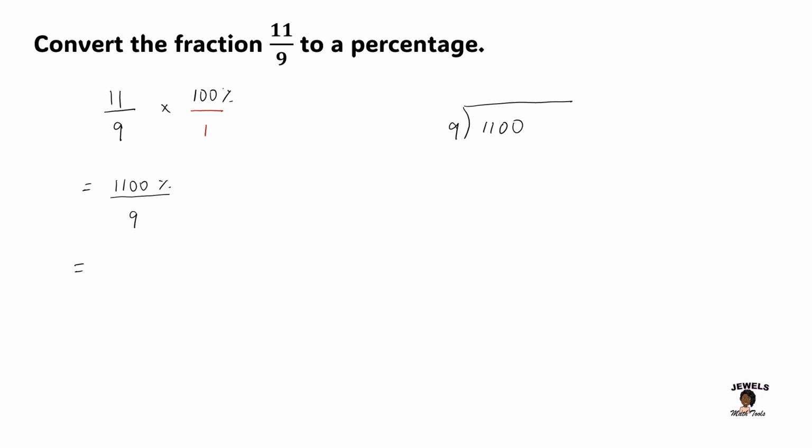9 cannot divide into 1 since 1 is less than 9. So 9 will divide into 11 once. 1 times 9 is 9. 11 minus 9 will give us a difference of 2. We're going to bring down that 0, changing our 2 into 20. Now we're going to divide 9 into 20 twice. 2 times 9 is 18. 20 minus 18 gives us a difference of 2. We're going to bring down that 0, changing 2 into 20 again.